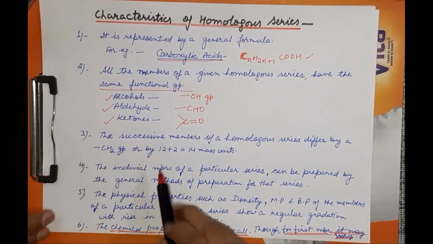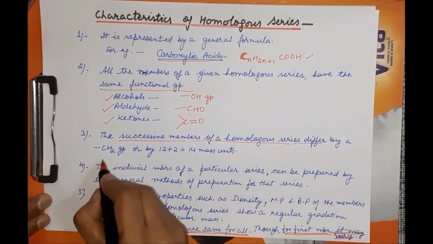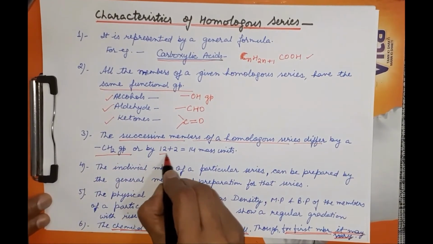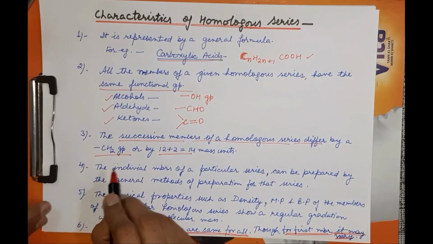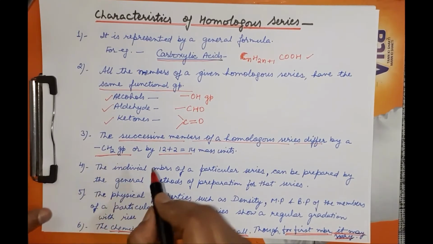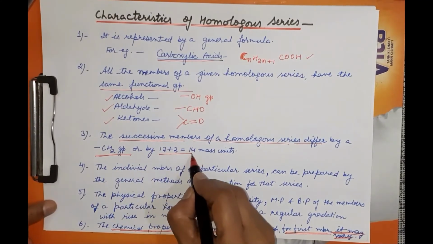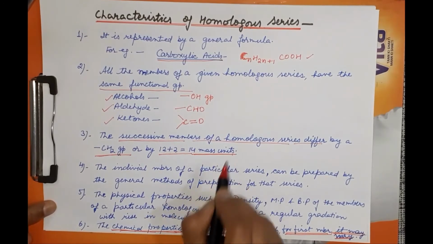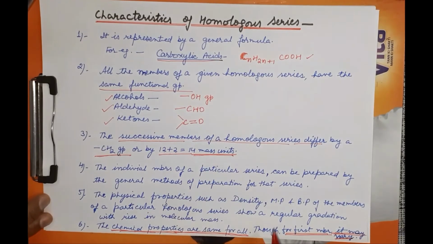Then next, the successive members of a homologous series differ by a CH2 group. I have just discussed this, and because the difference is only CH2, we can say the atomic mass is 12 plus 2, which equals 14 mass units. So there is a difference of 14 mass units between any two successive members of a homologous series.